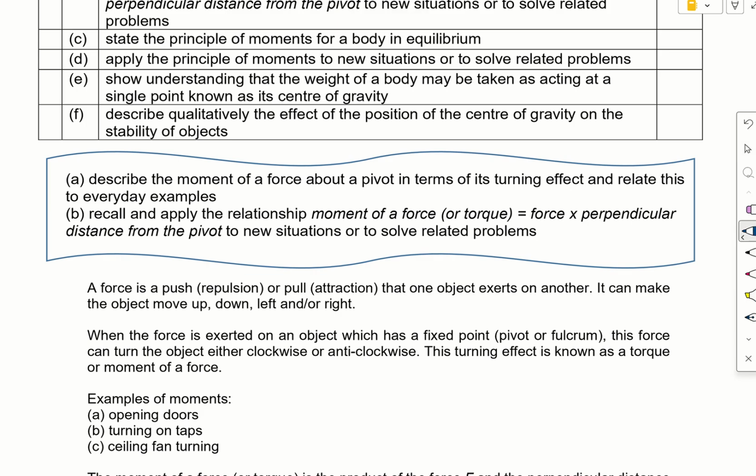And success criteria B: recall and apply the relationship that the moment of a force, or sometimes we call it torque, is equal to the force times the perpendicular distance of the force from the pivot, to new situations or to solve related problems.